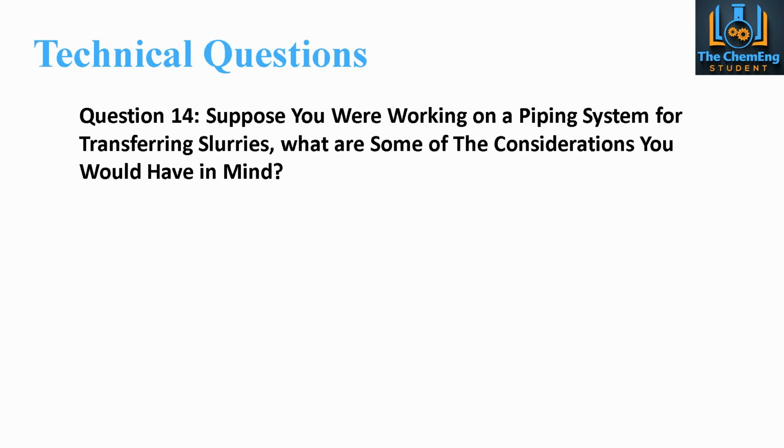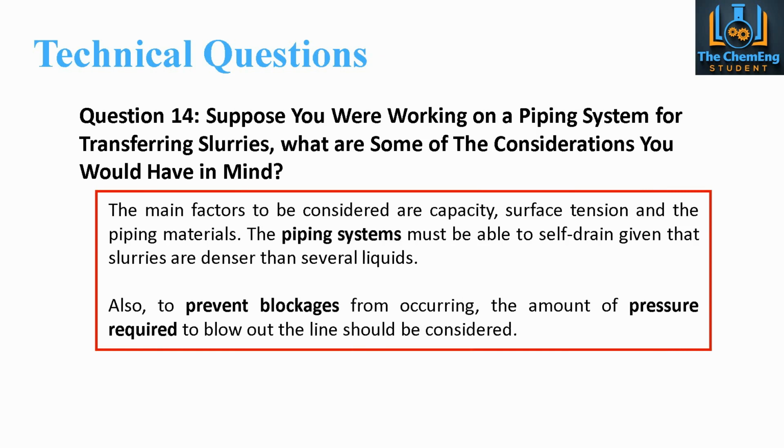Question 14 is, suppose we're working on a piping system for transferring slurries, what are some of the considerations that you would have in mind when working on these types of systems? Well, a typical answer that the interviewer would be looking for is things like the capacity, the surface tension, and the piping materials, because when we deal with slurries, then slurries often exhibit non-Newtonian behaviour. So that's us getting into fluid dynamics and fluid mechanics. So surface tension plays a huge role in how these slurries will actually behave under stress conditions.